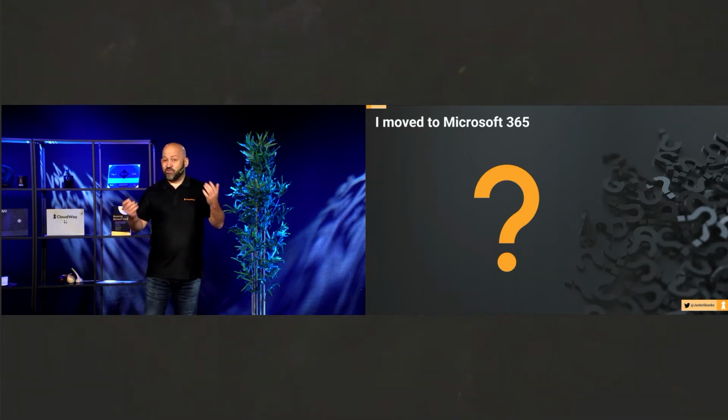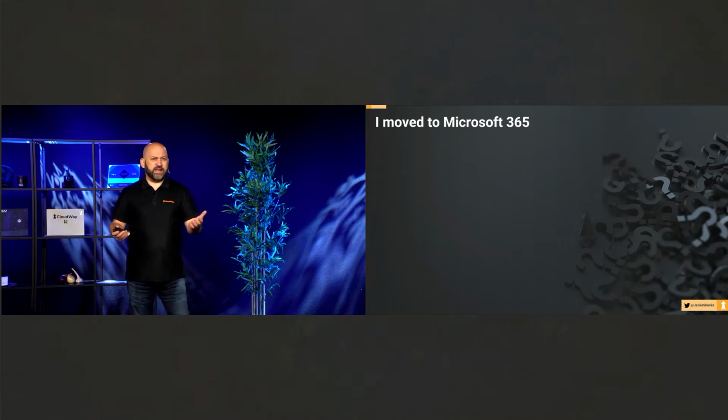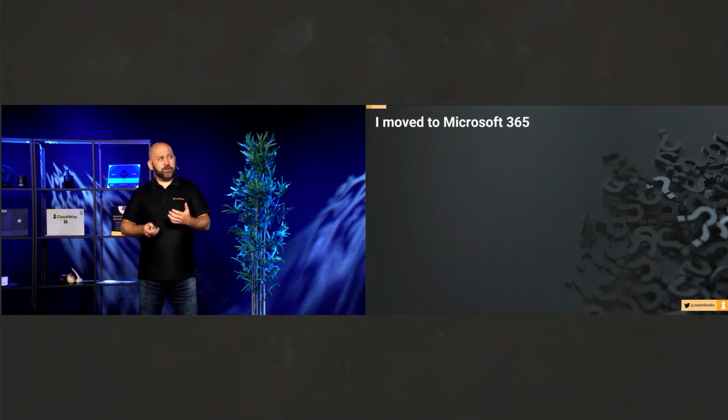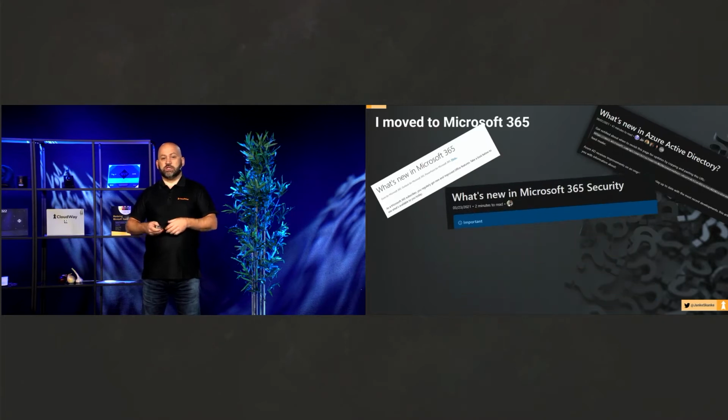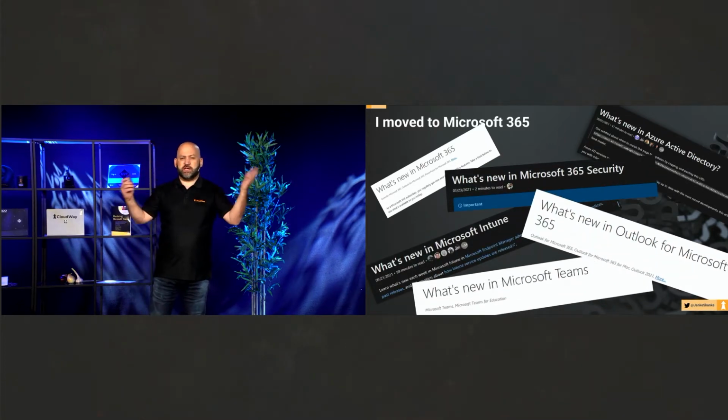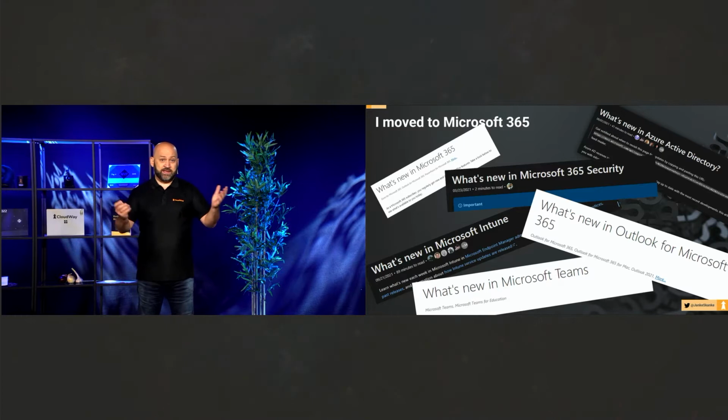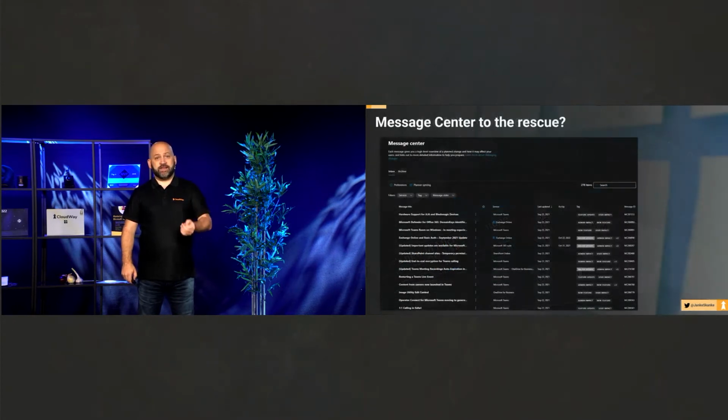So, of course, where do we start to get information? The first thing you can do, or think you should do, is go search the internet, see what's new in Microsoft 365, what's new in security, what's new in Outlook, what's new in Teams. But you will get just blown away. There are so many what's new pages out there, I can't even count them. So Microsoft has built, within the admin center, admin.microsoft.com, the message center.